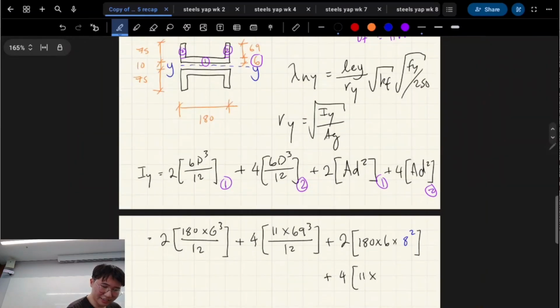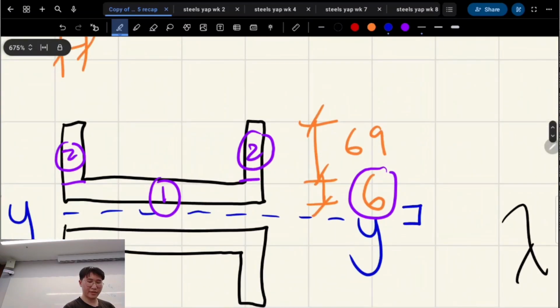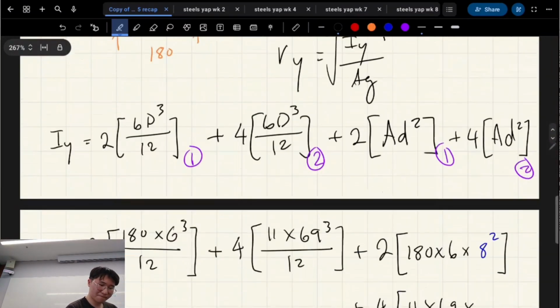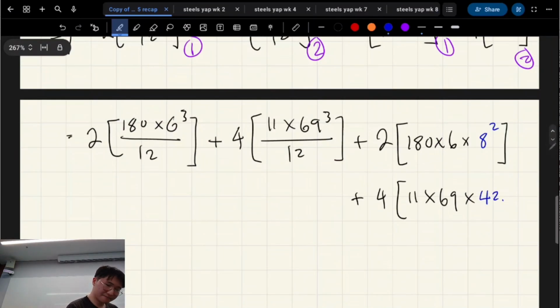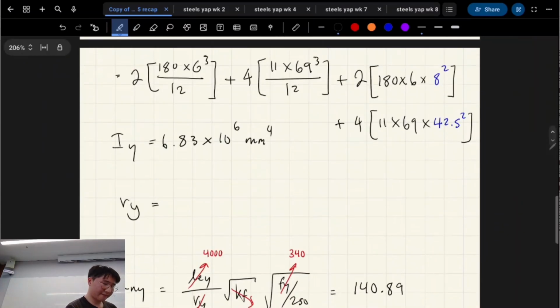And then we also have 4 lots of the other one to shift. We have 11 times 69 times, from centroid to the end of that opening, that's 5 mil. The entire web, 6 mil. Halfway up that element, 69 on 2. We add all those things up, yeah? We get that. So IY is 6.83 times 10 to the 6.